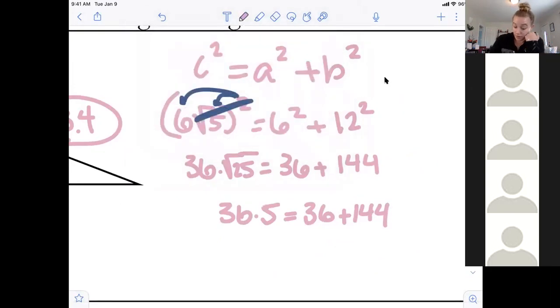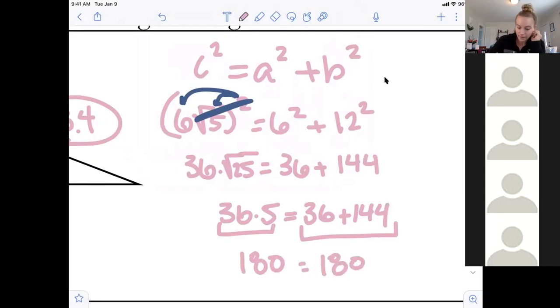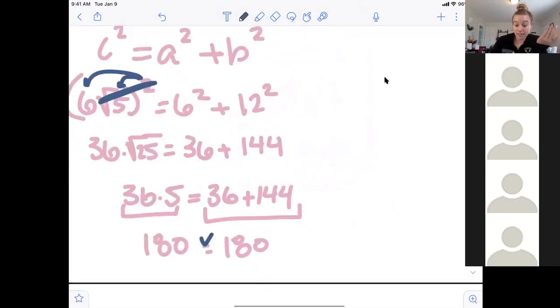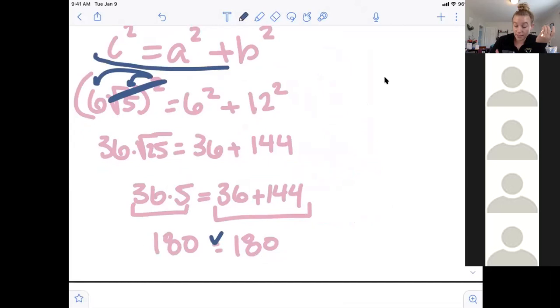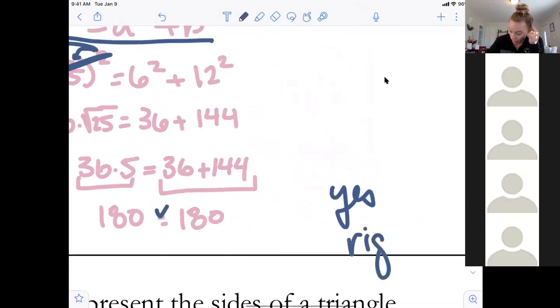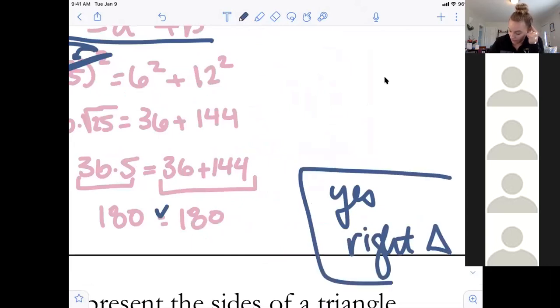Okay, now I'm going to multiply 36 times 5, and I get 180. And I'm going to add 36 plus 144. Oh, and I also get 180. How fun is that? They equal each other, which is good, which means C squared equals A squared plus B squared. That is a true statement. So that means that we have a right triangle.